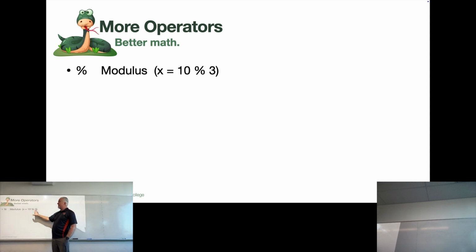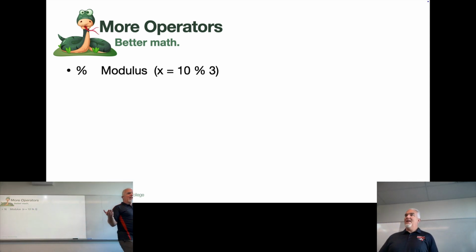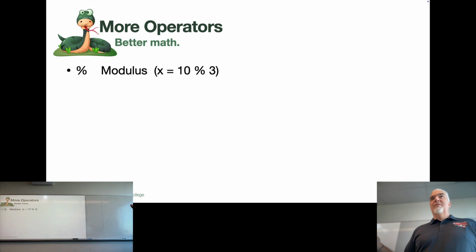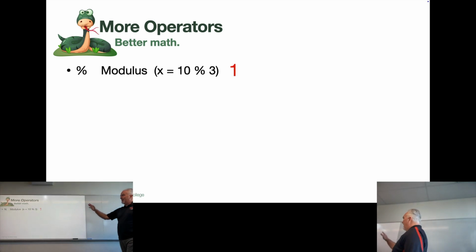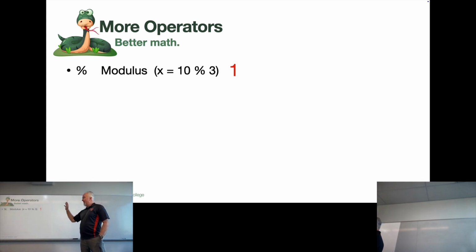So 10 divided by 3, we know that 3 goes into 10 3 times. 3 times 3 is 9. So we have a remainder of 1. So the modulus of 10 and 3 is 1.